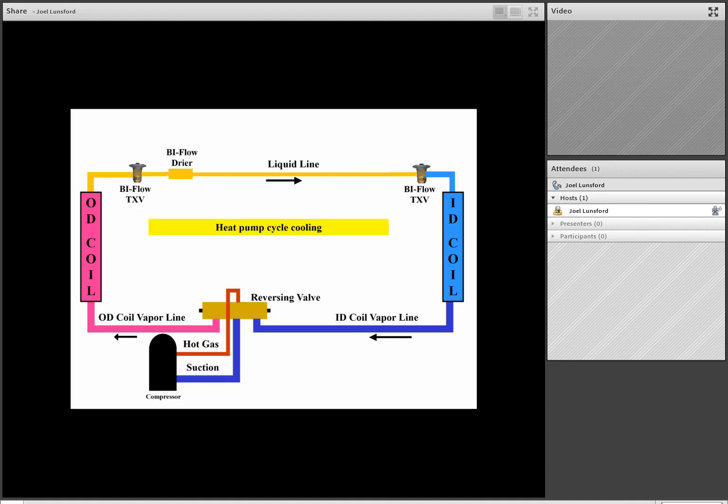So in the cooling mode of operation, we see that the indoor coil is cold, the outdoor coil is warm, and the outdoor bi-flow TXV is allowing the refrigerant to flow freely out of that coil.